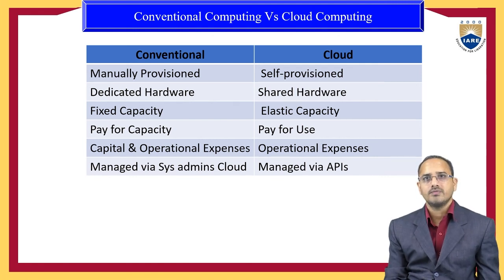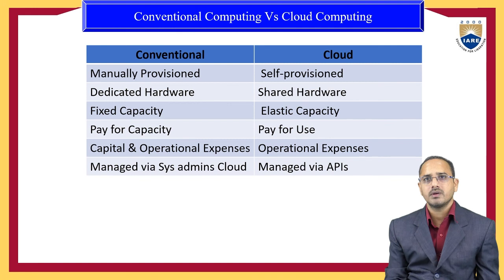Next one is pay for capacity, whereas here it is pay for use. On the conventional one, you're paying for the capacity: the amount of servers you have purchased, services, everything, starting from A to Z, everything is purchased specifically, and the cost is bearable. Whereas on the cloud, it is pay for use: only for the resources you have consumed are you going to pay, and no extra expenses.